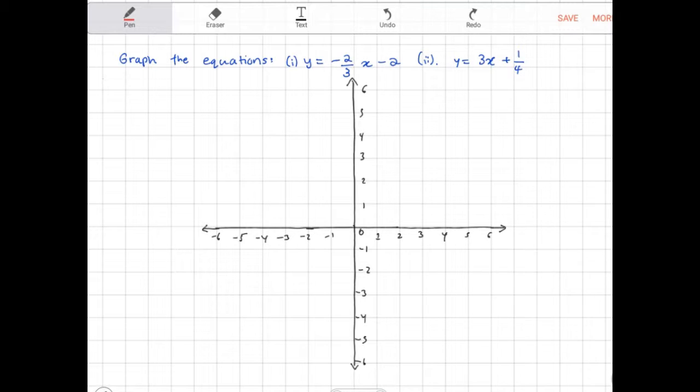Alright, let's take a look at graphing linear equations. And we're going to be graphing these linear equations in the slope-intercept form. Alright, so let's take a look at the first linear equation. It's y is equal to negative 2 over 3 x minus 2.